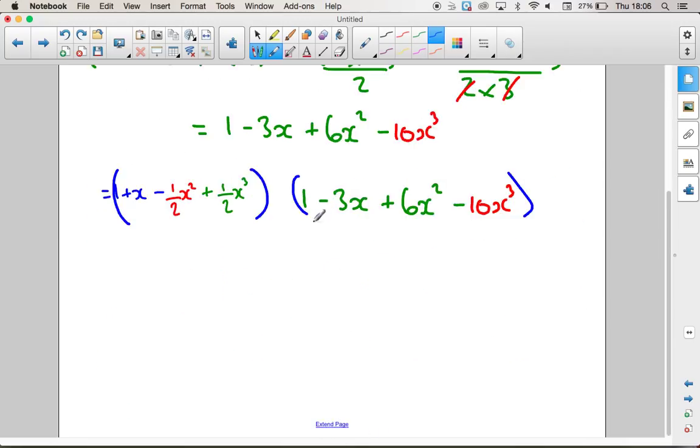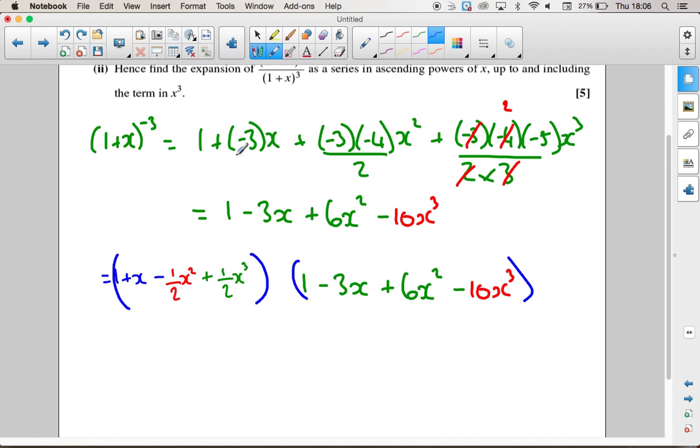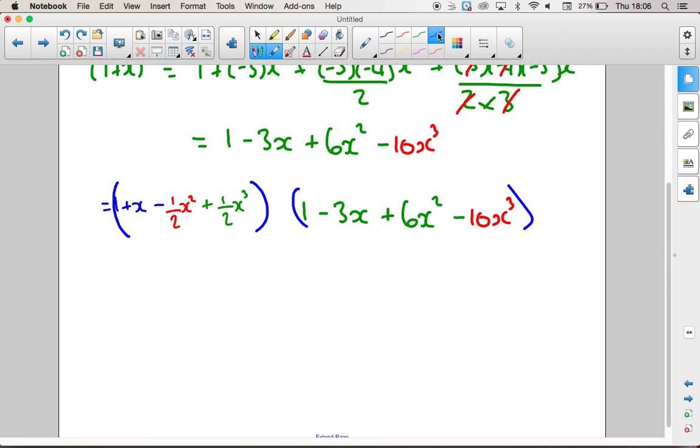So up to and including the x cubed term, so I don't need to go any further than that. If I get a power that's going to be more than x cubed, I don't need to write it. So let's do the first term here times all of this here. So that's going to be 1 minus 3x plus 6x squared, take away 10x cubed.